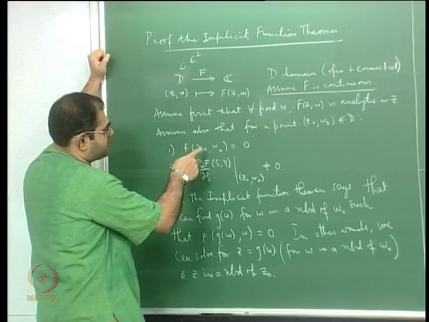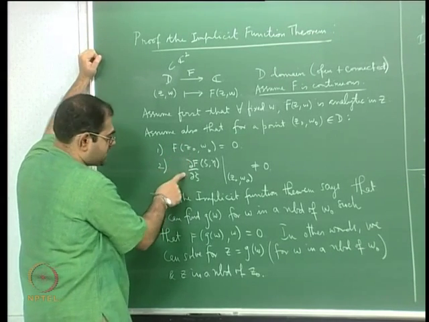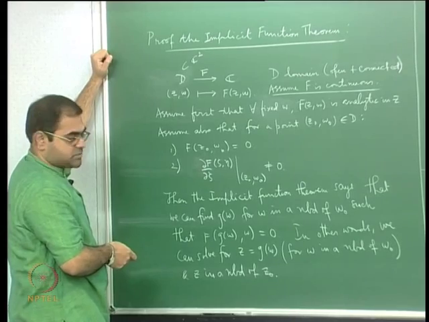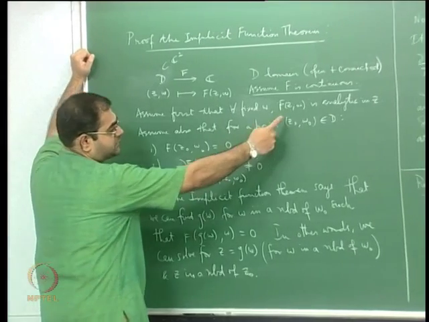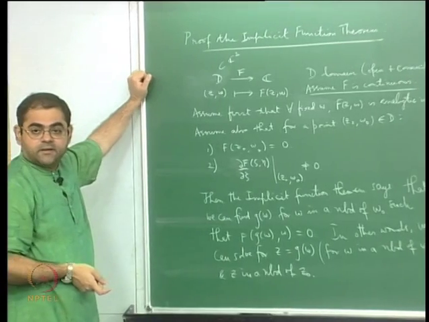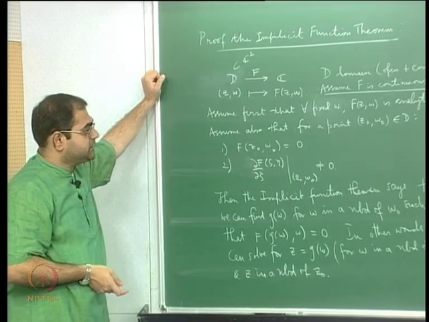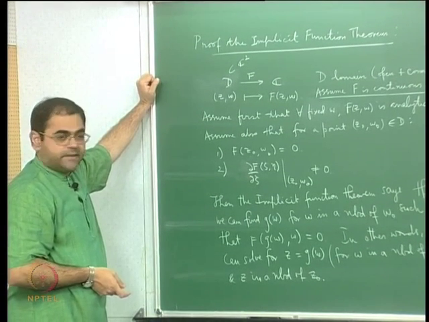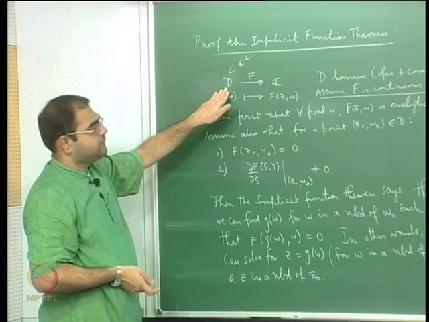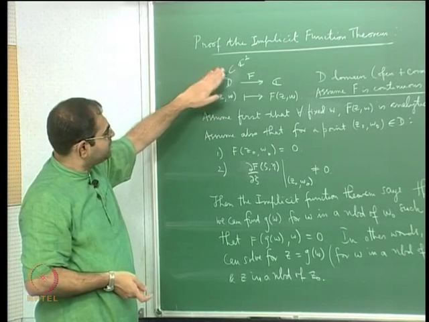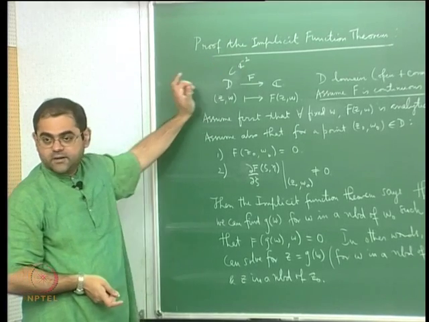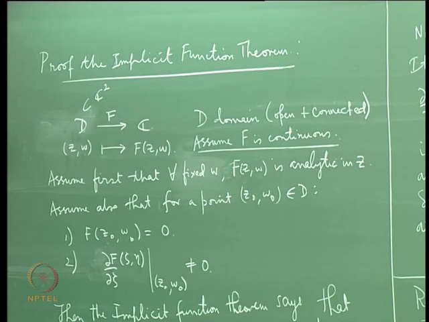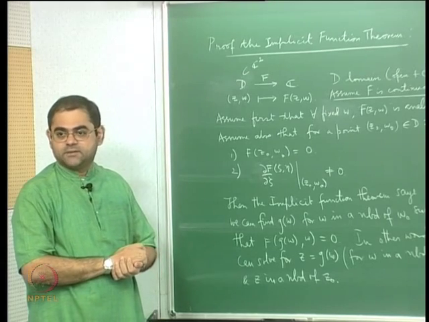We assume that there is a point in the domain where the function vanishes, and the first derivative with respect to the first variable does not vanish, and of course we assume that for each fixed value of the second variable in the domain, the function is an analytic function of the first variable. Okay. If this domain really confuses you for some reason, you can simply assume that this domain is all of C2, the product of two copies of the complex plane. You can assume D equal to C2 if you think that it makes life easier to understand.